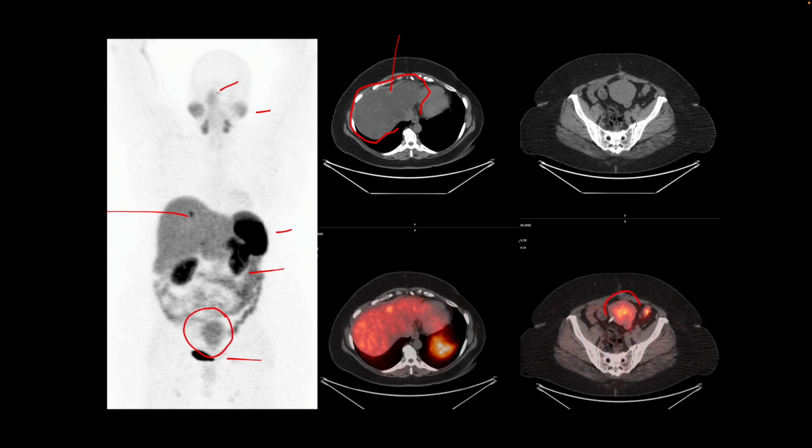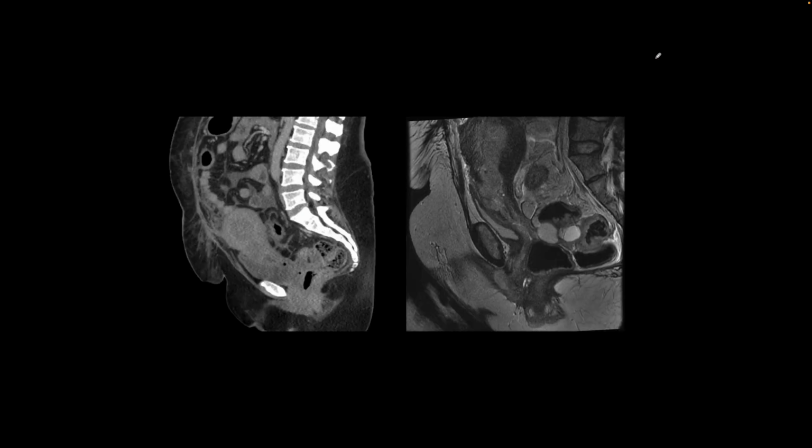The interesting finding here is, look at this focus in the pelvis. This corresponds to this very prominent uterus. On the CT, we don't see any focal lesions, but we know that CT is not good for focal lesions in the uterus a lot of times. This was evaluated further, and it turned out to be an incidental endometrial cancer in this postmenopausal woman.